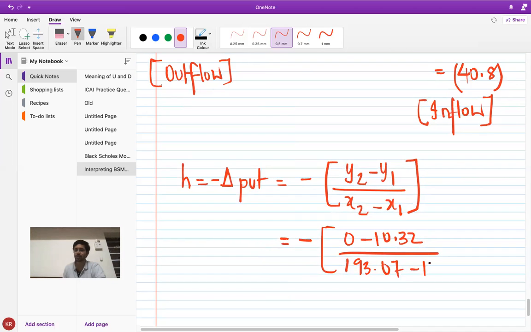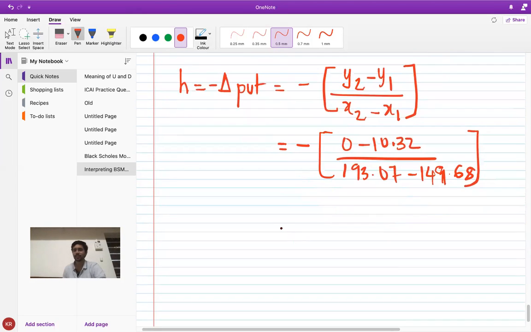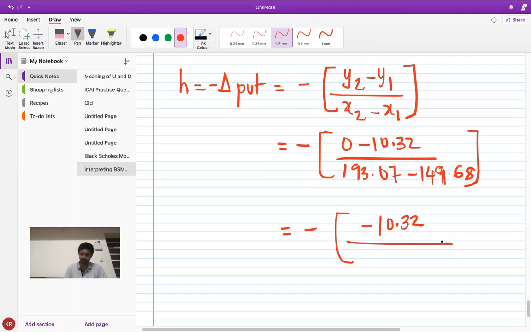193.07 minus 149.68. Okay, if you solve this, you will get minus 10.32 divided by 193.07 minus 149.68 is 43.39.